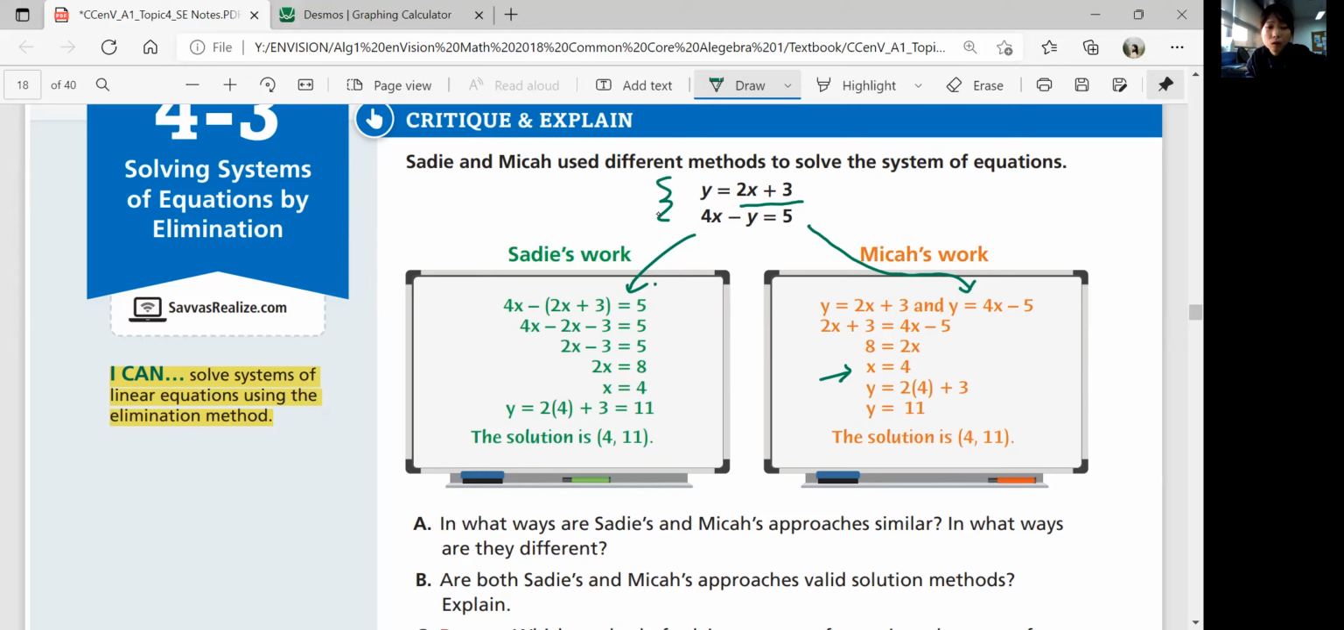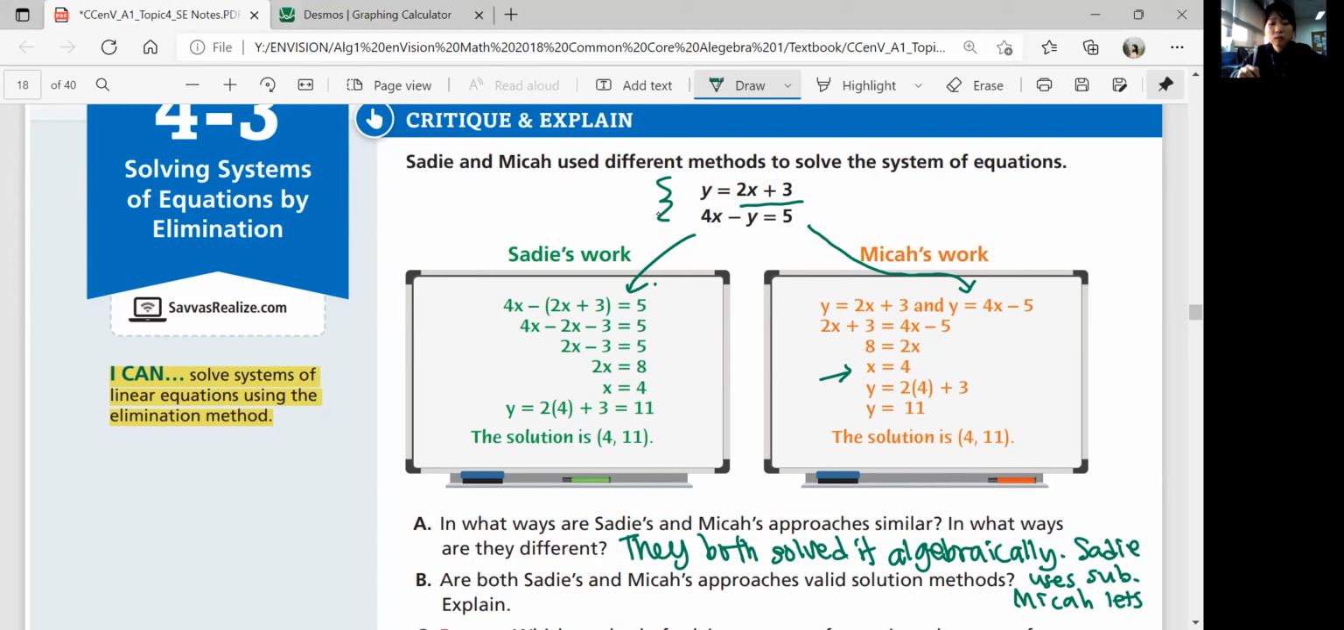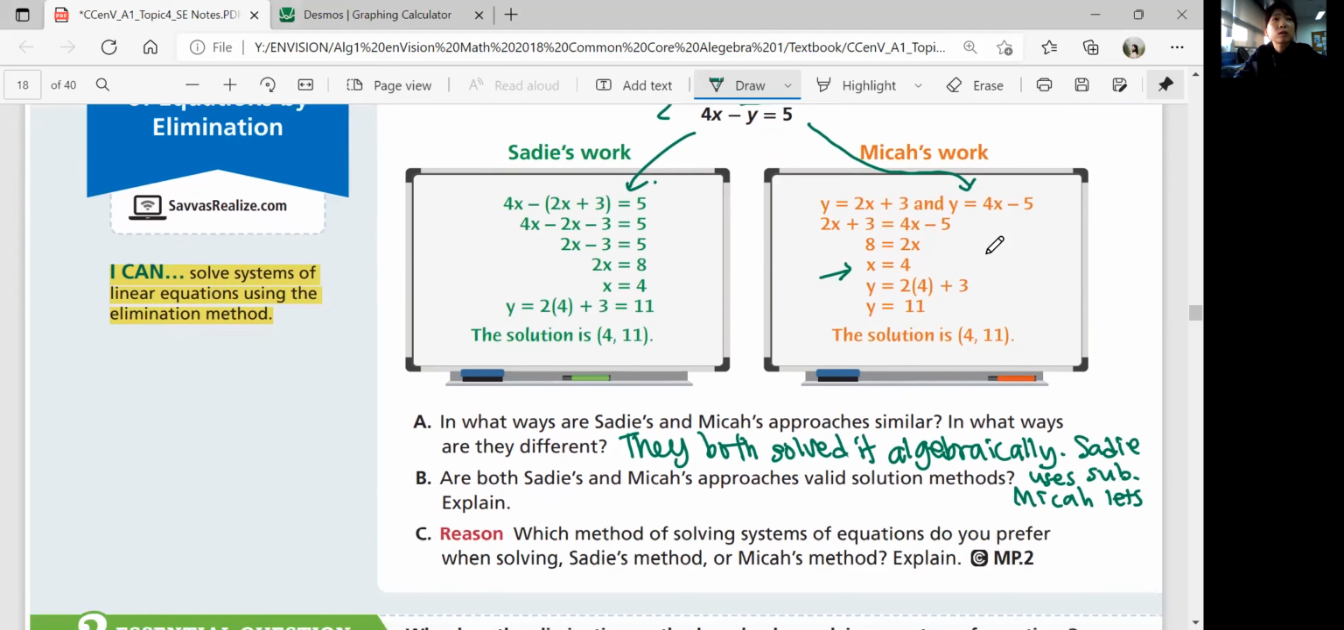So you can say that they both solved it algebraically. Sadie uses substitution, and Micah lets the two equations equal each other.